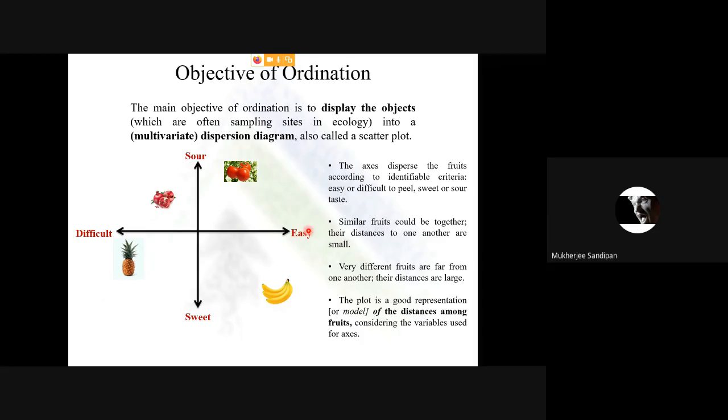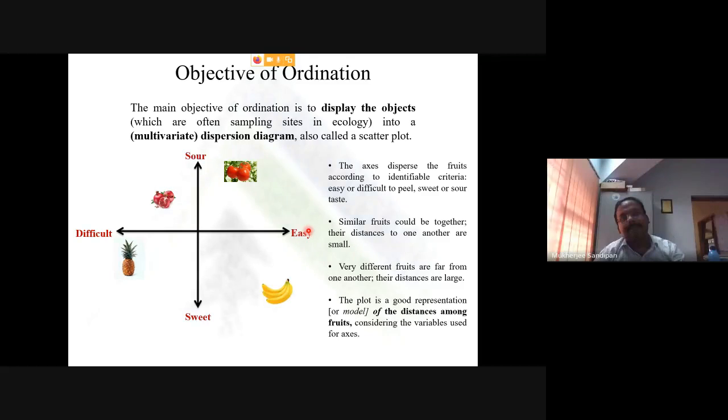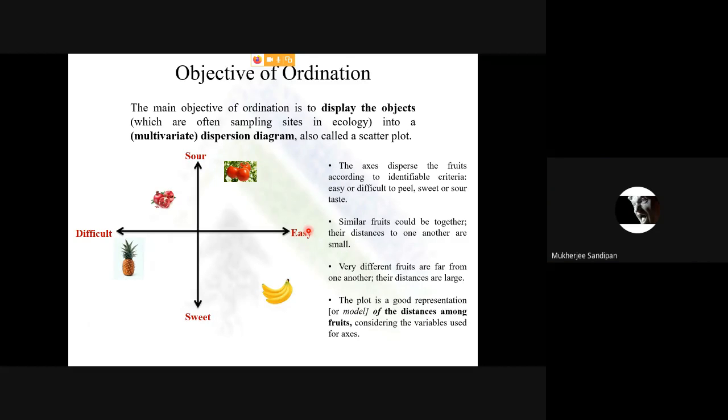And here I have tried to give you some examples. The main objective of ordination is to display the objects, which are often sampling sites in ecology, in a multivariate dispersion diagram. Now here you can see these two diagrams. One is from sweet to sour, and the other is from difficult to easy.